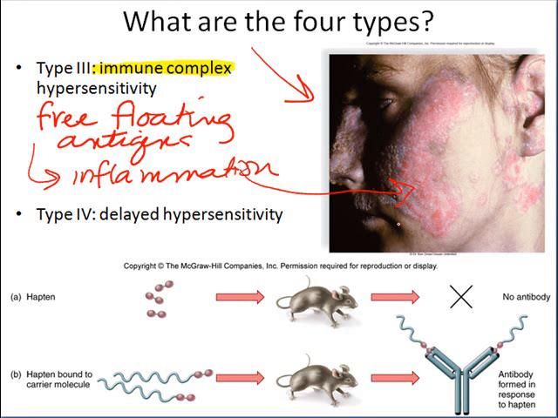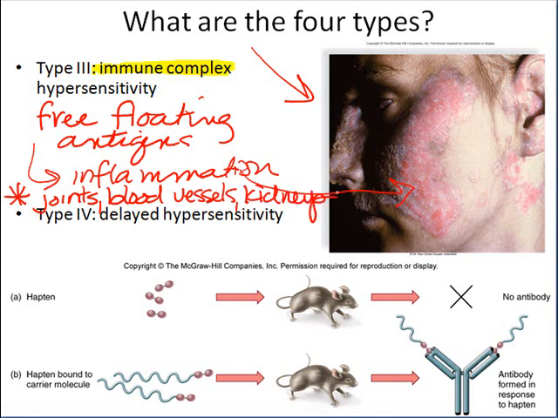Usually with type 3 reactions, there are 3 types of organs in the body that are most severely impacted by this process, and those include the joints, the blood vessels, and the kidneys.